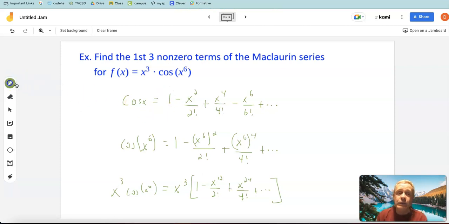So the last thing we technically would have to do here is if we distribute this x cubed in, we would have x cubed minus, this would be x to the 15th over 2 factorial, and then we would have plus x to the 27th over 4 factorial. That there would be all we need to do to get our final answer here for the Maclaurin series for x to the third times cosine of x to the sixth.